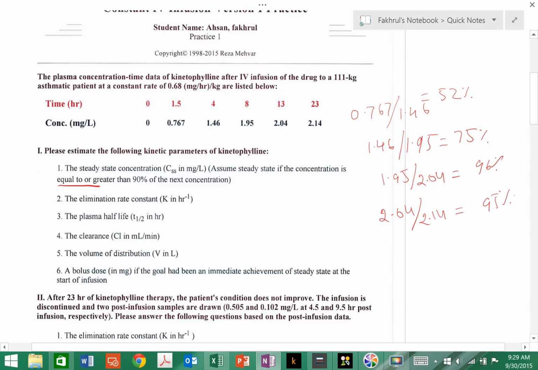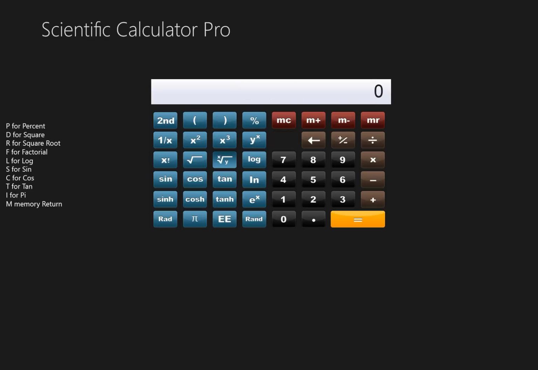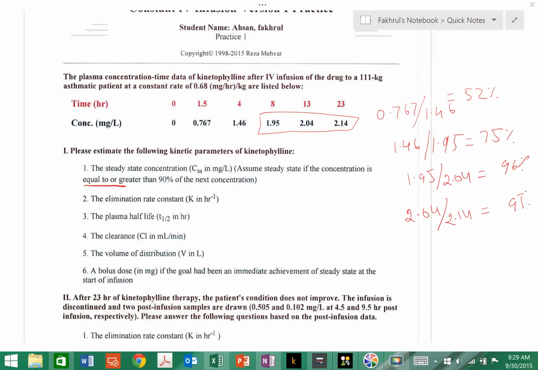As you see, the differences between these three are more than or equal to 90%. So in that case, you take the average of these and consider it your CSS. Everybody knows how to calculate an average. You go to your calculator and add 1.95 plus 2.04 plus 2.14, divided by 3, which is 2.04. So your CSS in this case is going to be 2.04.